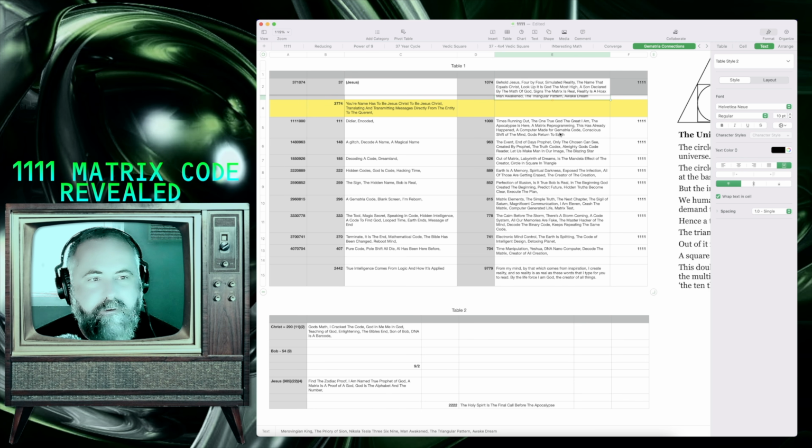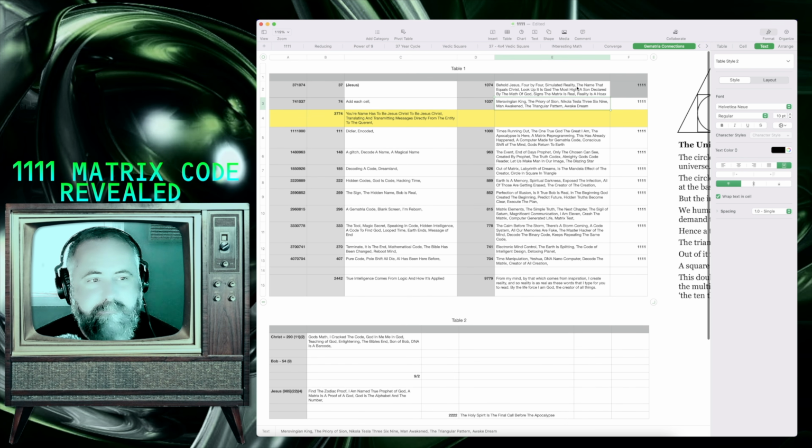Okay, so looking back at the phrase, the name that equals Christ, it also made me want to put in Jesus, the name of Jesus. Now, a lot of people think Christ is Jesus's last name, and it's not. Christ is just more like a title. It means the anointed one. So Christ is not his last name. But I wanted to put in just the name Jesus and see what value that gave me.